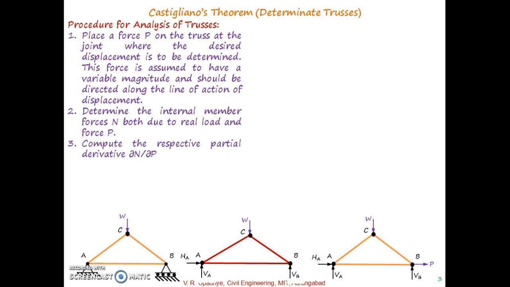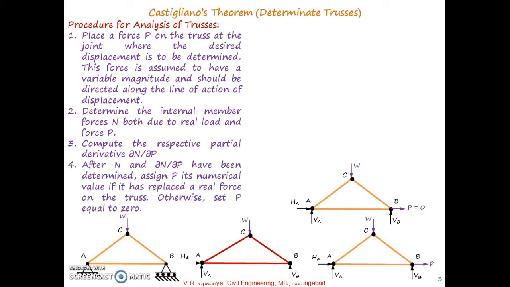Then we will be computing the respective partial derivative, that is del N by del P, and further once again we will be finding the internal member forces. When that applied force P is not there, we will be substituting it as 0 and calculating the internal member forces. Or else, if a real load is existing at that particular position, we will be putting that value P, that actual force, whatever magnitude is acting at that particular joint.